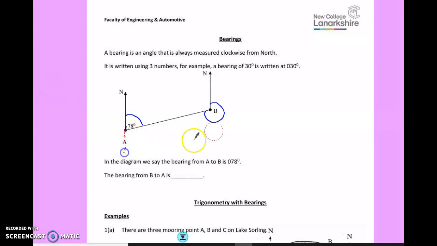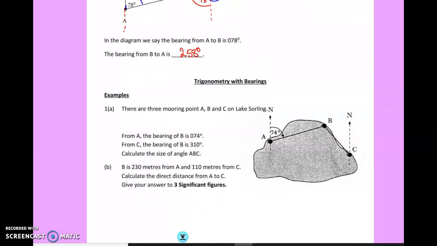So if we extend this line down here, extend this line down here, we've got alternate angles here and here, or Z angles if you prefer. So that is also 78 degrees. Here's a straight line, that's 180 degrees. Add them together and we get a bearing of 258 degrees. So sometimes we need to do a calculation like that before we can use our sine rule or cosine rule. Let's have a look at some examples then.